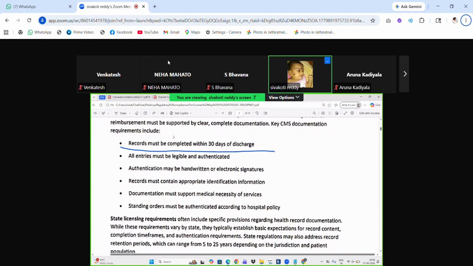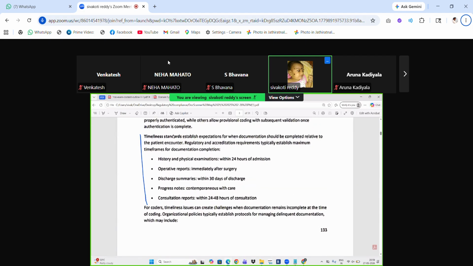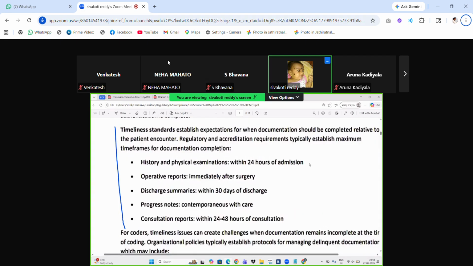Next documents, note down. These are the timeline standards. History and physical examination within 24 hours after admission to the hospital. Prior to admission, 30 days. Before admission, 30 days. After admission, 24 hours. We need to complete the history and physical examination. Operative notes immediately after the surgery. Discharge summary within 30 days of discharge. Progress notes contemporaneous with care, which means continuous with care. Consultation reports within 24 to 48 hours. These are the timeline standards to complete the document.